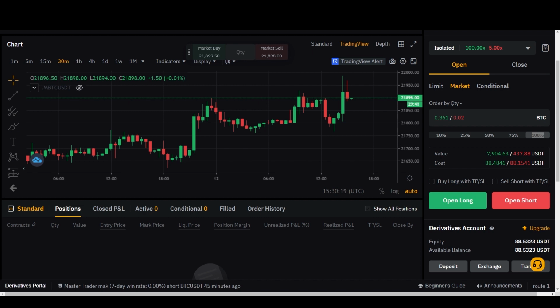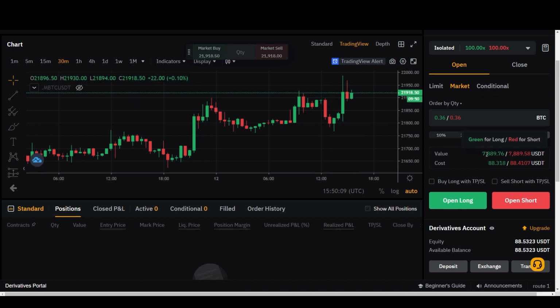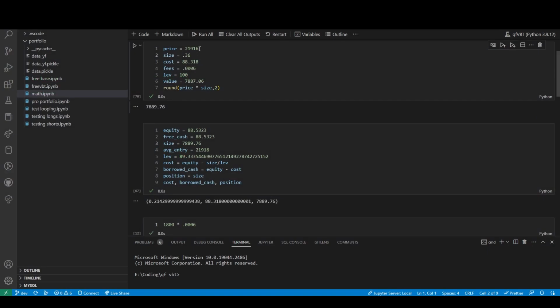Price. I'm still trying to figure out why this is a thing. So here at this price, with this, I get a cost of this with 100x leverage, and the value is this. So if I'm at 100x leverage and my cost is this, how is it not just 100 times this? I feel like there's fees and maintenance margin and all this other stuff that it's talking about. It has to be.